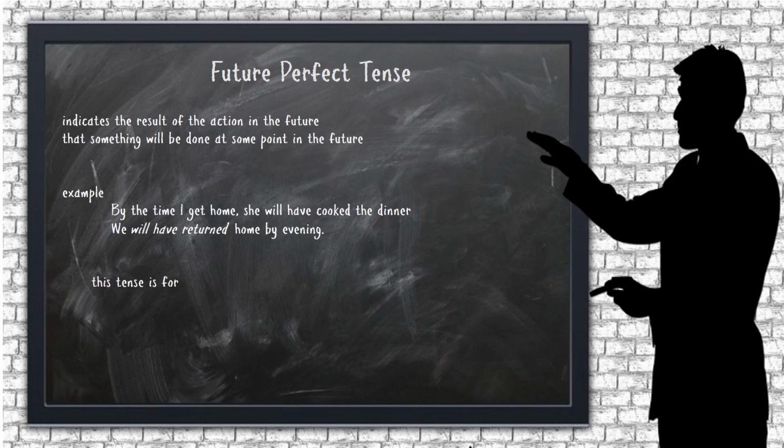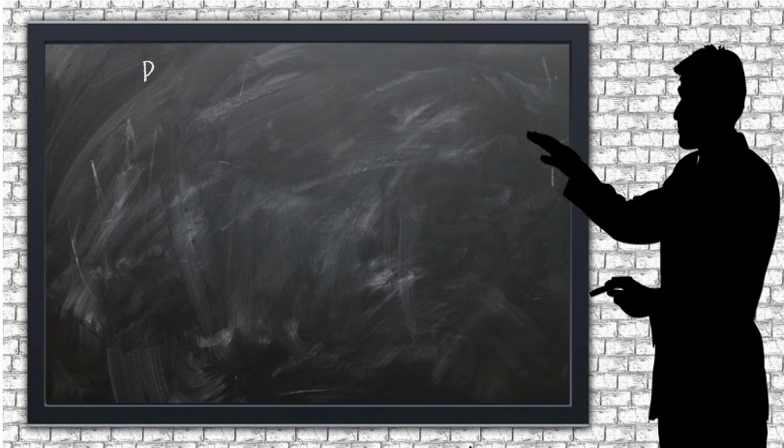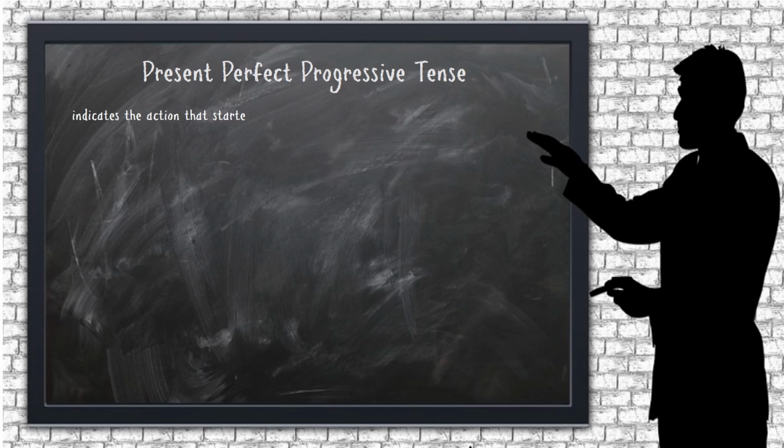The future perfect tense is used to explain an activity that will be completed by a certain time in the future. We add time expressions such as by the time, by then, by the year 2008, by March to describe these kinds of activities. Present perfect progressive tense indicates the action that started in the past and still continues to happen.